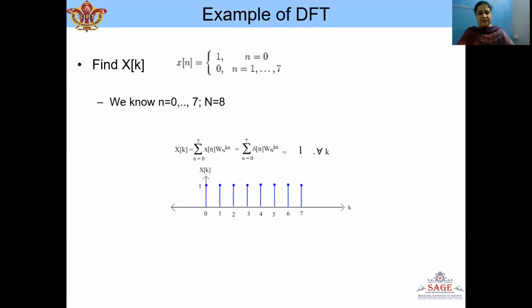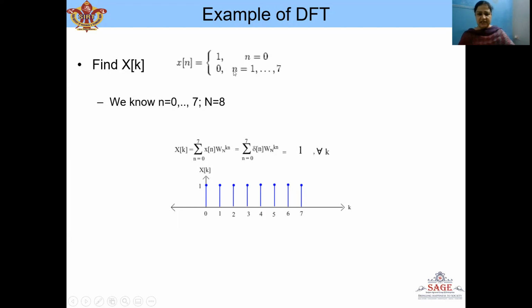But the main properties which are used for DFT have already been discussed in previous slides. Now, next we will see the basic examples of the DFT. The first is when I want to find the DFT of x(n) equals 1 for n equals 0, and 0 for n from 1 to 7.